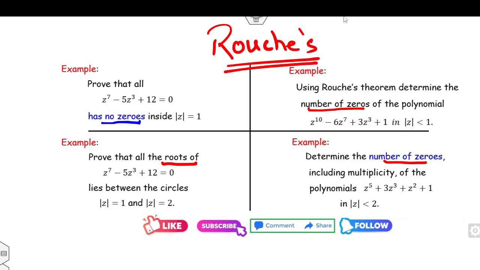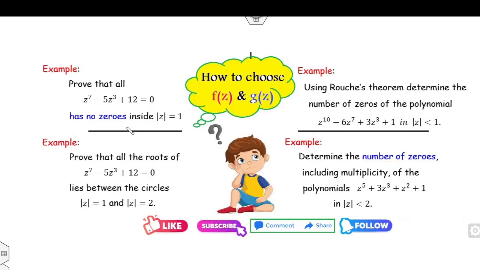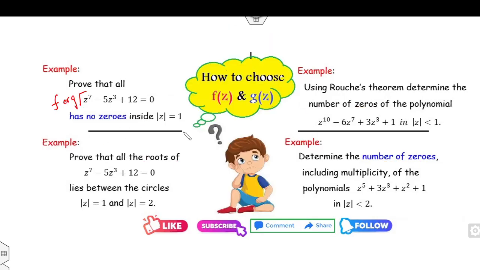But the most important question that arises is, what are the values of f and g? How can you choose f and g? It may be f or it may be g, but how can you choose f and g in a simple manner? Because the Rouche theorem depends only on f and g. So I will tell you the simplest way.